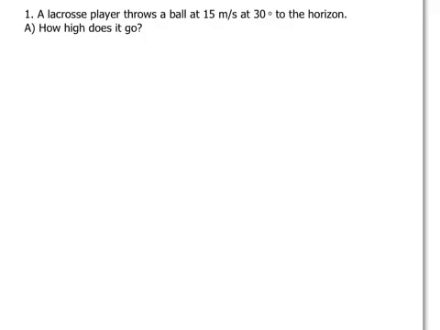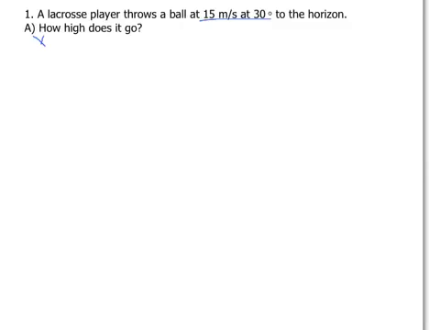In this projectile type example, a lacrosse player throws a ball at 15 meters per second at 30 degrees to the horizon. Our first question asks us, how high does it go? Remember, in order to determine projectile motion, we have to consider the x components separately from the y components. Therefore, the first thing we need to do is to break down our initial velocity of 15 meters per second at 30 degrees to the horizon into its x component and y component.